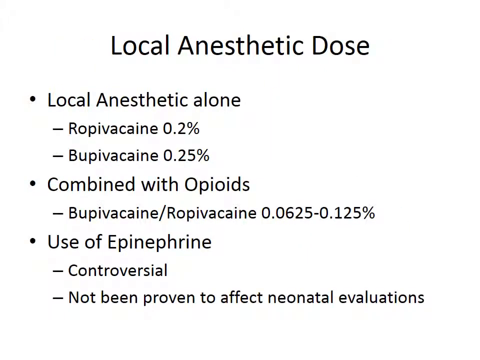When using local anesthetics alone, higher concentrations such as ropivacaine 0.2% or ropivacaine 0.25% are required to provide equal analgesia as when using combined methods. When adding opioids, you significantly reduce the local anesthetic requirements to 0.0625 to 0.125%.